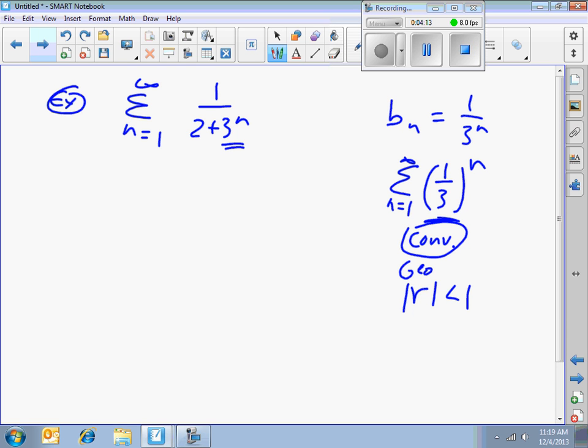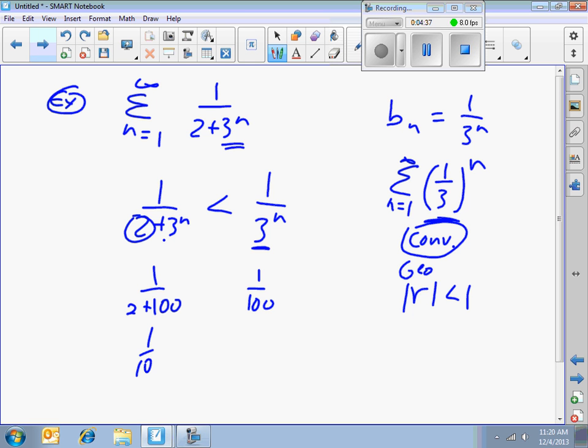Let's put them in the order that they should go. 1 over 2 plus 3 to the n is indeed less than 1 over 3 to the n. And you have to think of it this way. If I'm dividing by a number larger than this, then that's obviously going to be smaller. For instance, let's just use if this is 1 over 100, and I add 2 to this one, then clearly 1 over 102 is going to be less than 1 over 100. If I'm dividing by a larger number, in this case larger by 2, then for sure it's less, slightly less, but less nonetheless.